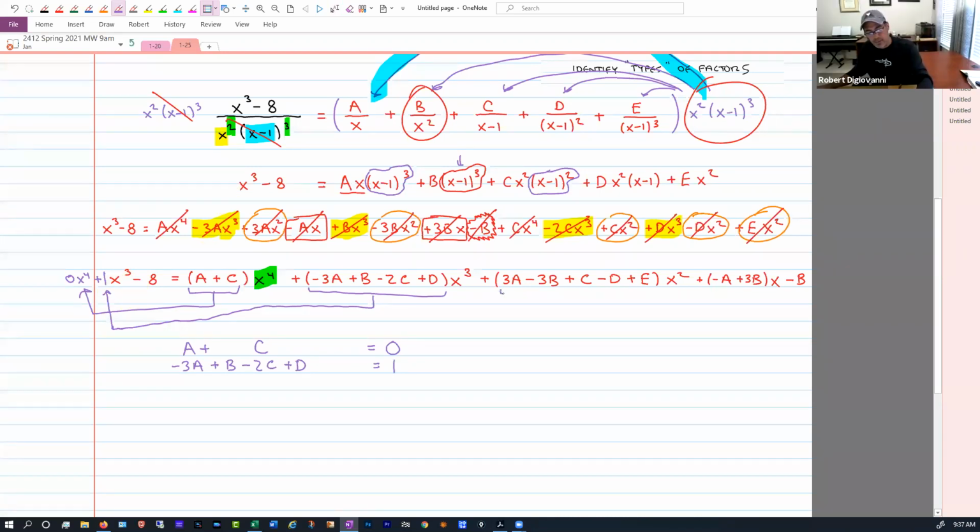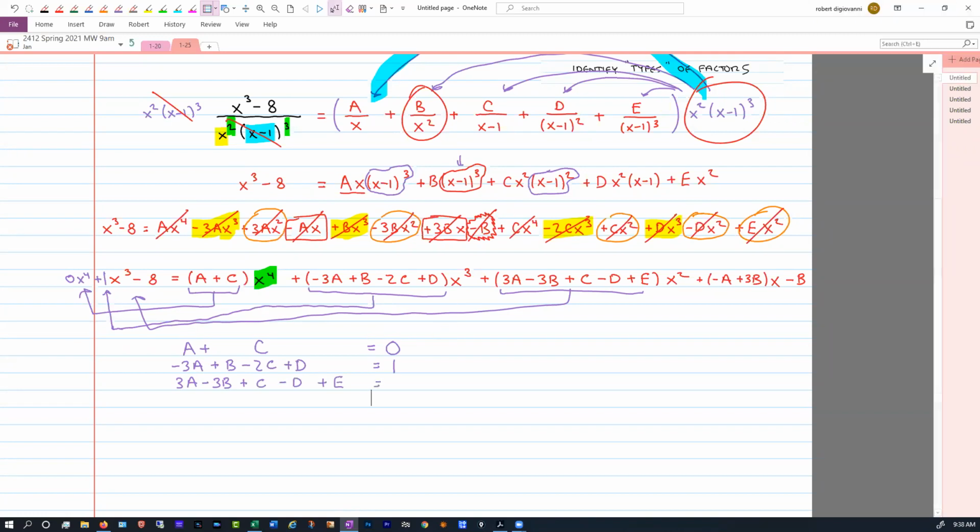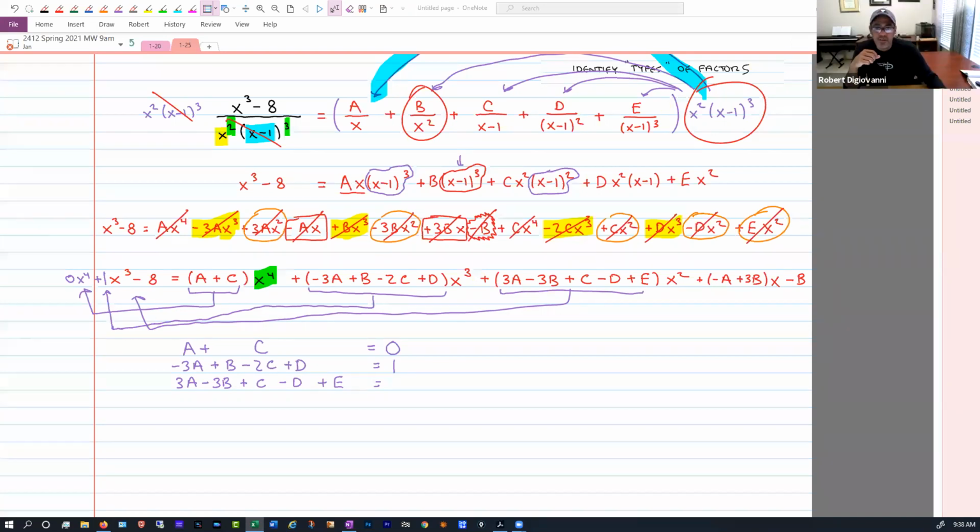Okay, let me see. Next piece is all of this. Let me write that down. That has to match up with something over here. We'll talk about that in a second. Let me write it down first. 3A minus 3B plus C minus D plus E. Cameron, what does that have to be equal to? Well, since there isn't an x squared, would it just be 0? That's right. Since there is not an x squared, it'll be equal to 0. Perfect.